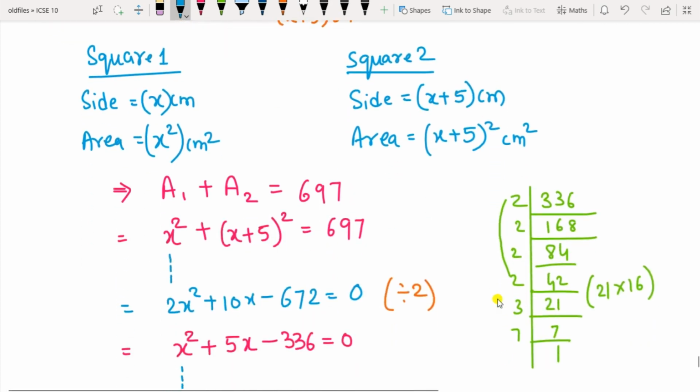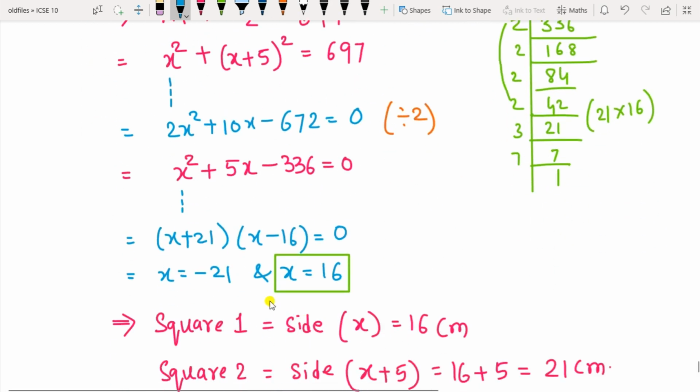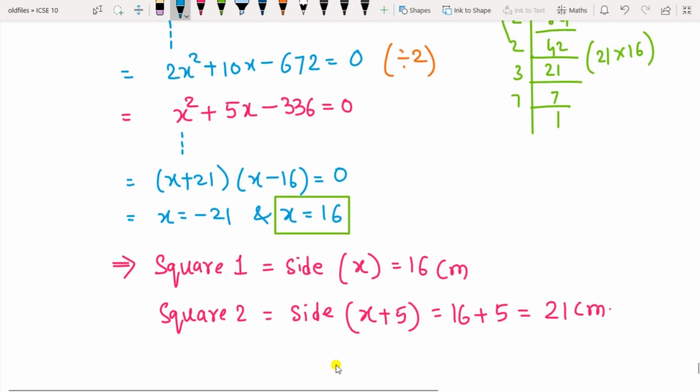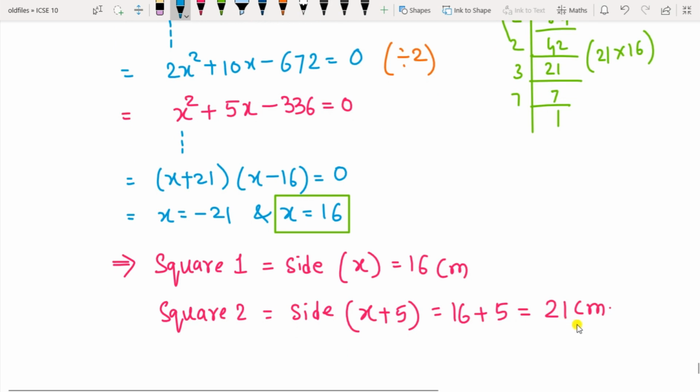Now the sum of the areas is 697, so A1 plus A2 is 697, x square plus x plus 5 the whole square equal to 697. Now this is a plus b the whole square, its expansion. Make the calculation for the like terms and you get this equation divided by 2. So this is the quadratic equation. So you get the factors as x plus 21 and x minus 16. So x equal to minus 21 and x equal to 16 here. So you have to take the positive value since it is a length here. So square 1 has side x, that is 16, and square 2 has side x plus 5, so it is 16 plus 5, that is 21.